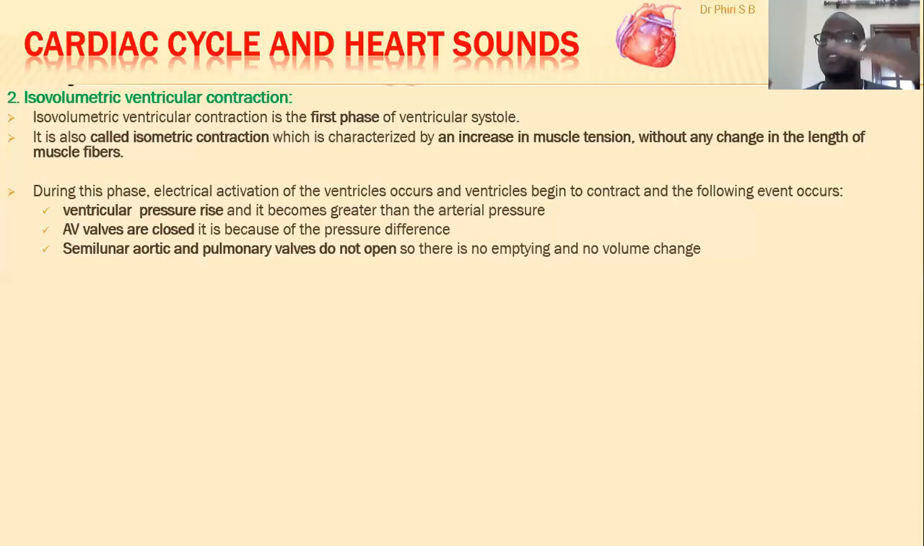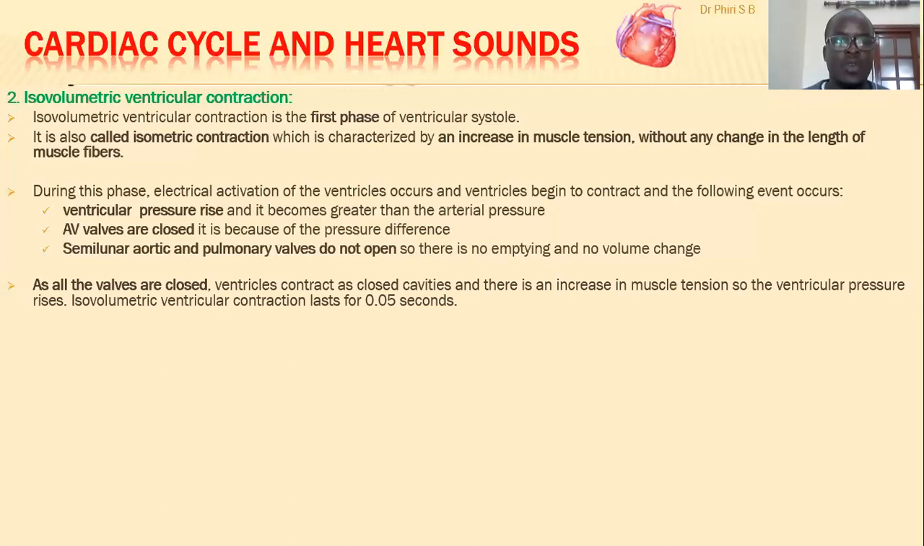Because the AV valves have closed, but the ventricular pressure is not strong enough to open the semilunar valves, you find that both the AV valves and the semilunar valves are closed when the ventricles are contracting. So there is no change in the end diastolic volume within the ventricles, but the pressure is increasing. As all the valves are closed, the ventricles contract as closed cavities, and there is an increase in muscle tension. So the ventricular pressure rises.